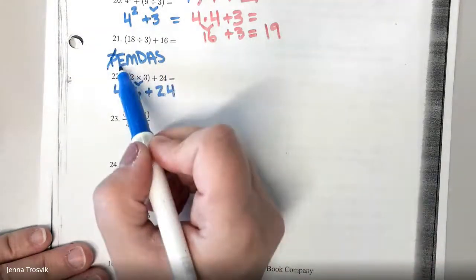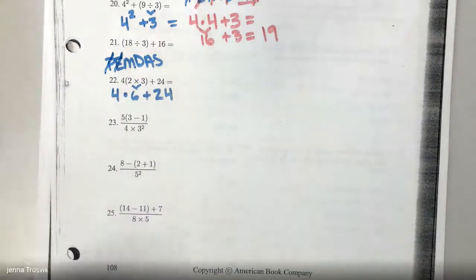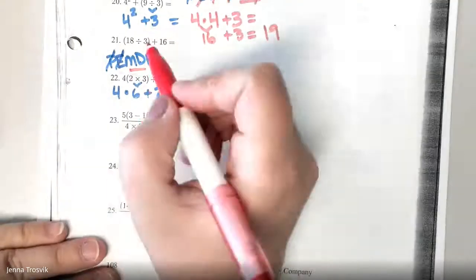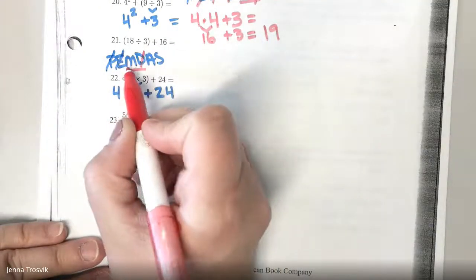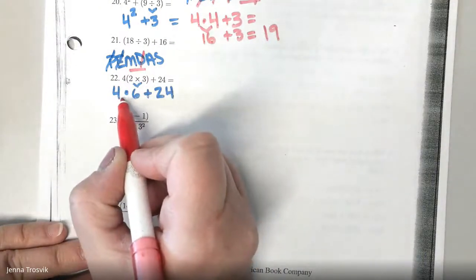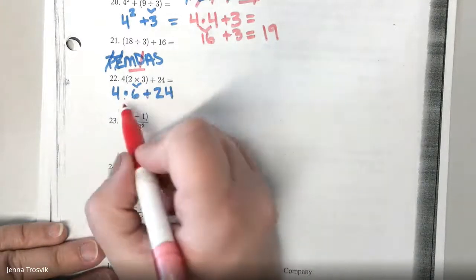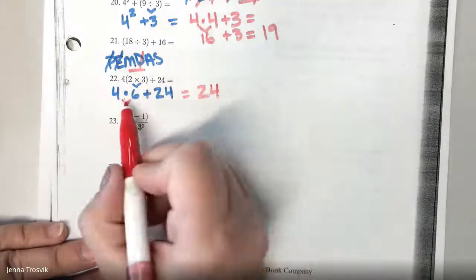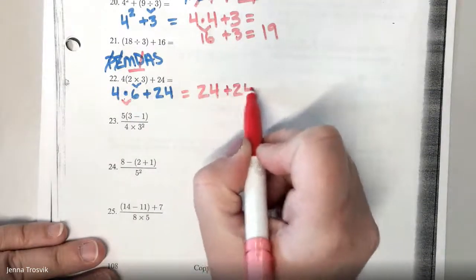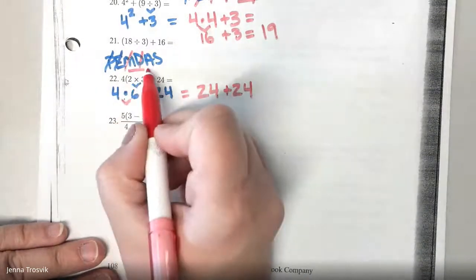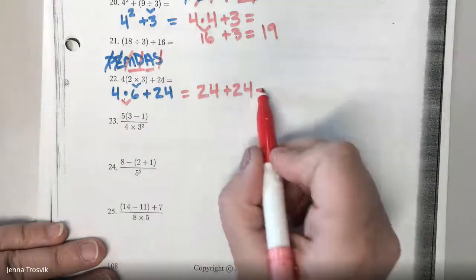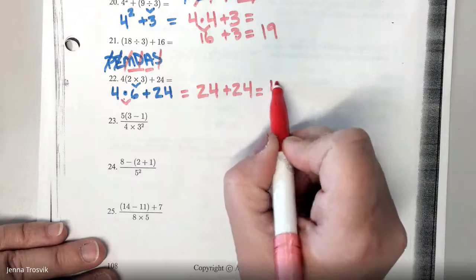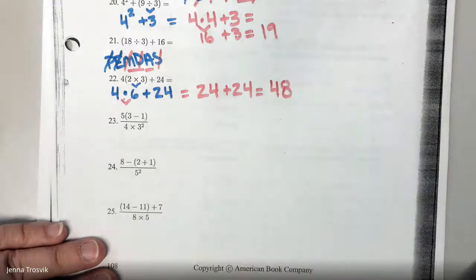Parentheses are gone. I don't have any exponents, which means my next step is either to multiply or divide. We do not have any division, but we do have a multiplication piece. 4 times 6 is my next step. 4 times 6 is 24. 24 plus 24 is my final problem. I do not have subtraction. My last step is to add. 24 plus 24 equals 48.